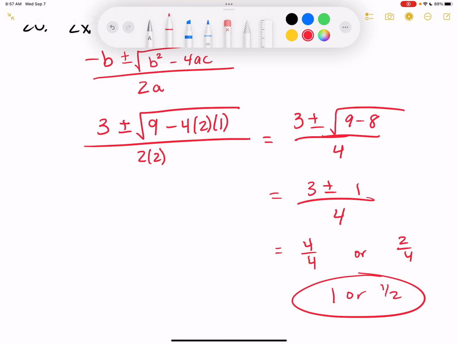So make sure you separate them and get the answers. If the number in the radical had been the square root of 2 instead of the square root of 1, you can just leave it as 3 plus or minus the square root of 2 over 4. Here it's one answer because it was a perfect square, a number that we actually knew. I don't want decimal answers. Just leave it with the radicals in it. Those are kind of gross. We have to deal with those in chemistry. I don't want to deal with those here.